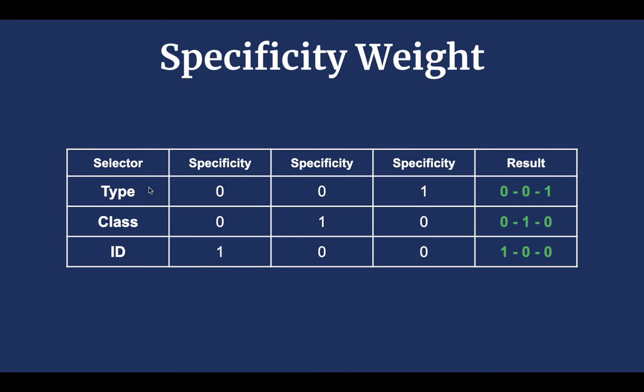The type selector has the lowest specificity weight and holds a point of 0, 0, 1. The class selector has a medium specificity weight and holds a point 0, 1, 0. Lastly, the ID selector has the highest specificity weight and holds a point 1, 0, 0. The important point to note here is that the ID selector has a higher specificity weight than the class selector, and the class selector has a higher specificity weight than the type selector.